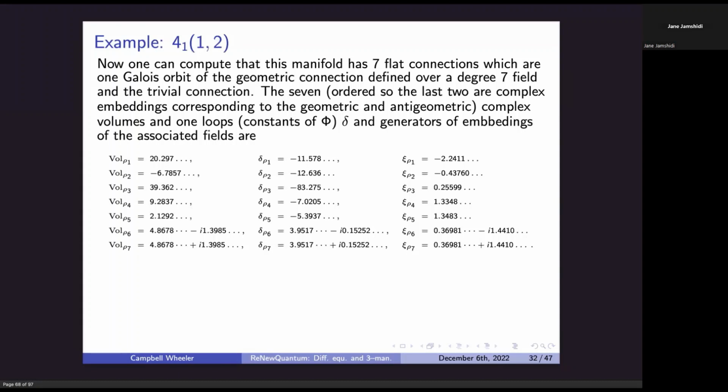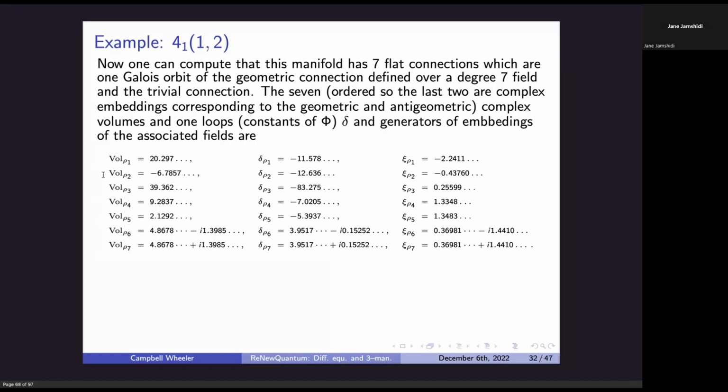So in particular, this half surgery on 4_1, this particular closed manifold, had the 7 connections that I mentioned that were defined over this field. And then it has one extra one that corresponds to the trivial one. So for the non-trivial connections, we have a bunch of, so these are all their Chern-Simons values. So in my indexing, row 1, row 2, row 4, and row 5 are all SU(2) connections, and row 3 is an SL(2,R) connection, and then row 6 and row 7 are SL(2,C) connections.